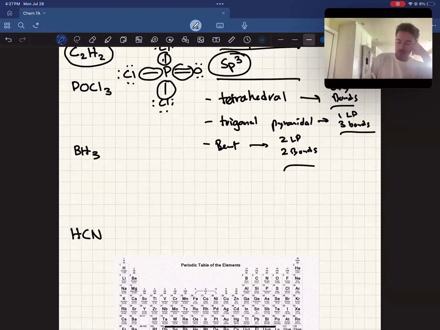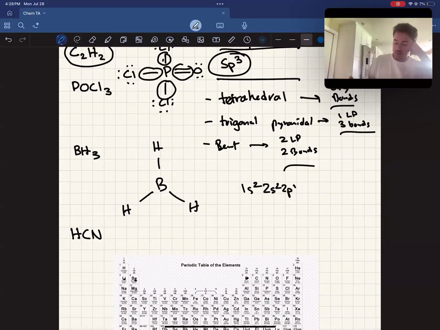BH3. This is the Lewis structure, three H's. This is chill because boron has three valence electrons, 1, 2, 3. The electron configuration is 1s2, 2s2, 2p1, and it has 1, 2, 3. I know the octet isn't full. This is another exception. It's stable right here because it doesn't need more electrons.